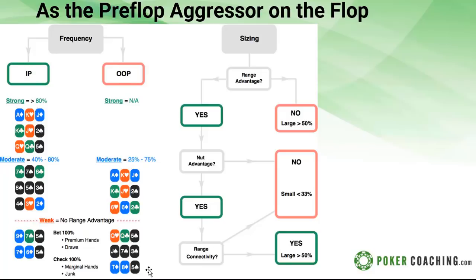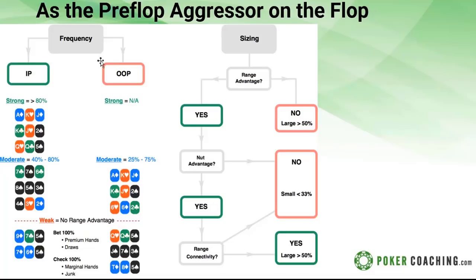Okay? So now that we know that, this is going to determine how often we want to be betting. And when you are betting, you're always betting premium made hands and draws, and you are checking marginal made hands and junk. In this scenario, it's like bet 100% premium made hands and draws, and maybe you check 50% marginal made hands and junk, and you bet the other 50%. And then up here on the top, you're just betting everything, so it's 100% of everything.